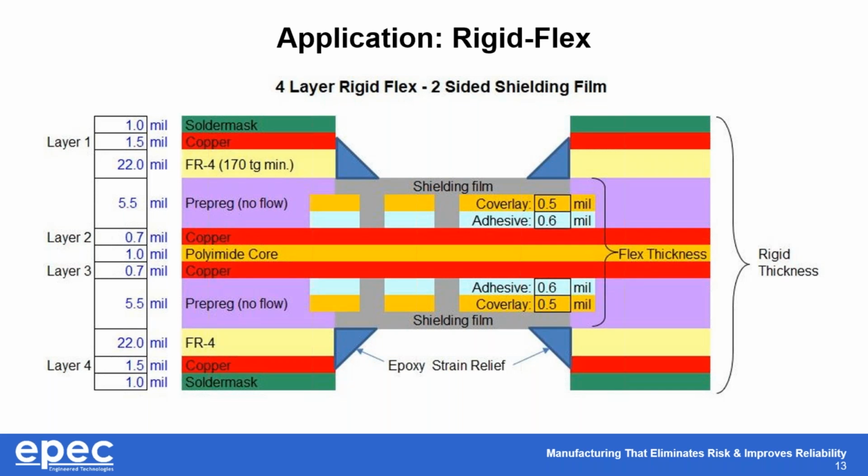And then a key element here is to ensure that you have a perfect seal where the flex circuits enter and exit from the rigid sections. Standard practice is to apply an epoxy strain relief to ensure that everything's encapsulated, that there's a perfect seal. And again, we're seeing much higher demand for this requirement as of late.